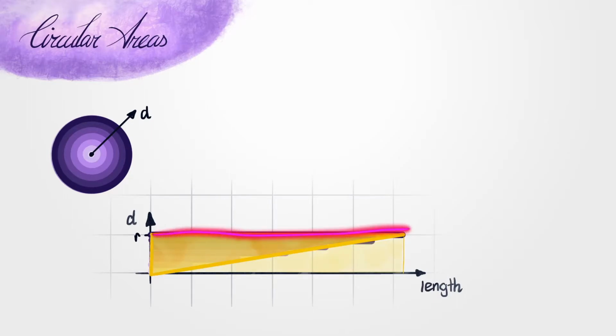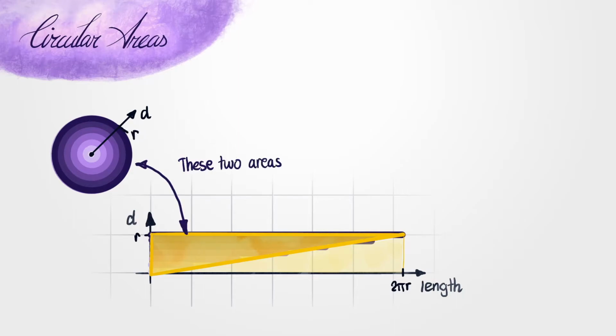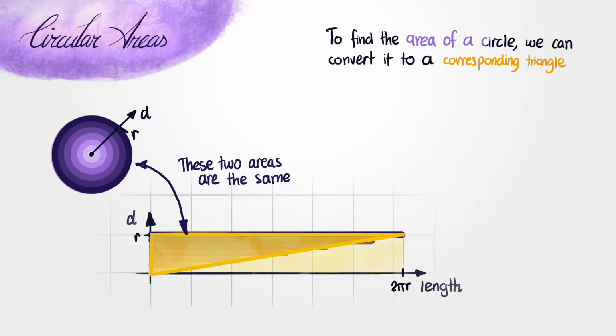Now we know that the length over here is just equal to the outer edge of the circle, so it's just equal to the circumference 2 pi r. Now from this, we can say that in order to find the area of any circle, you can just convert it into the area of a corresponding triangle. Now from this, we know that the area of a triangle is just half its base times its height, so therefore we can say that the area of the triangle is just 2 pi r times a half. And this means that the area of any circle is just pi r squared.